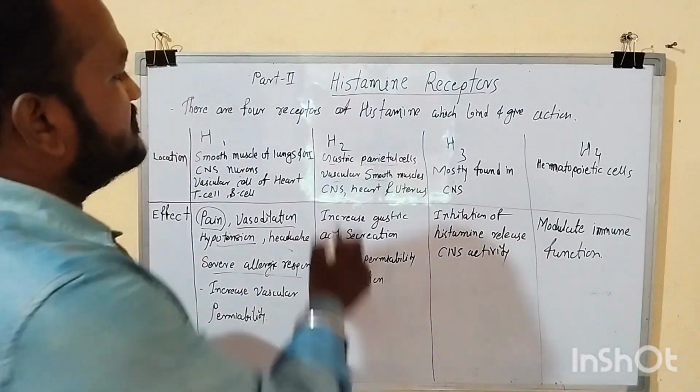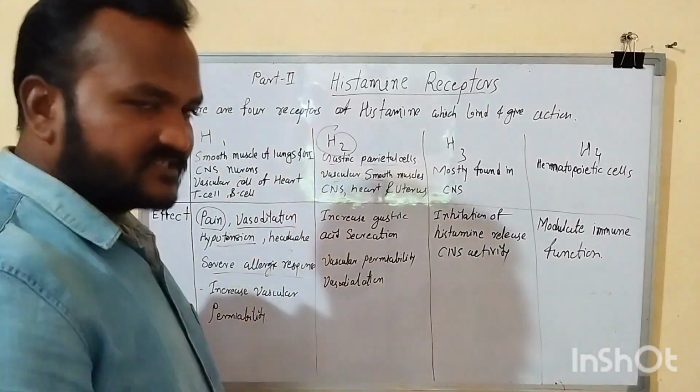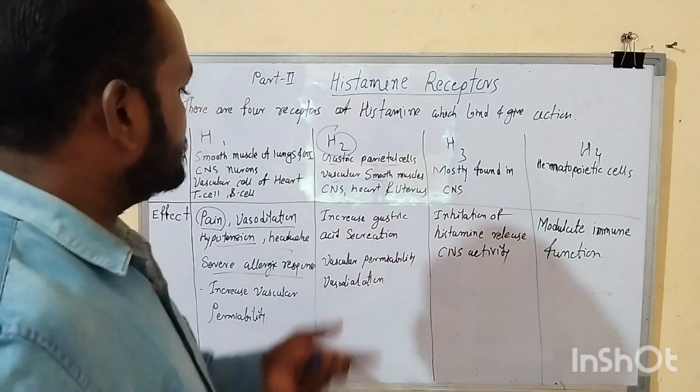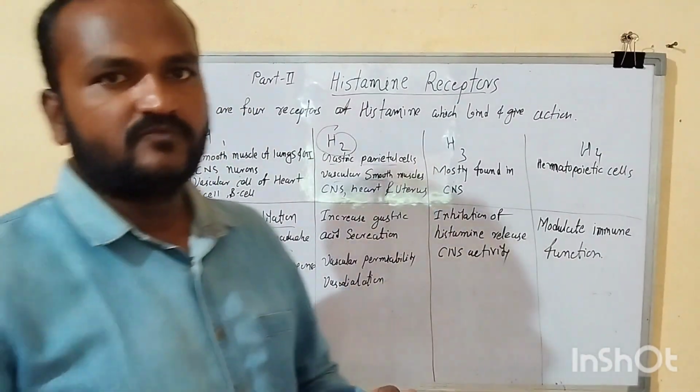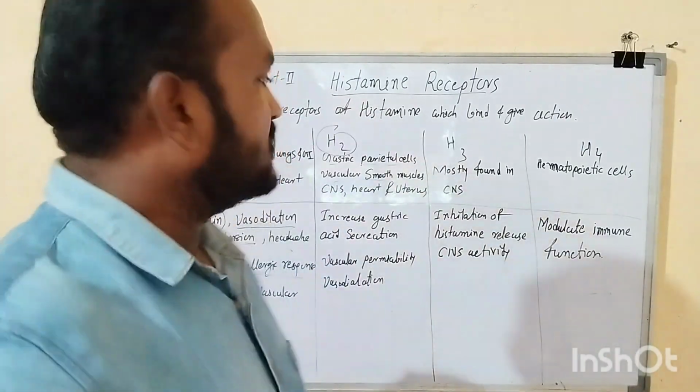Then the effect of the H2 receptor. The H2 receptor effect is to increase gastric acid secretion. Then vascular permeability and vasodilation. Okay, these are the effects of histamine on the body.